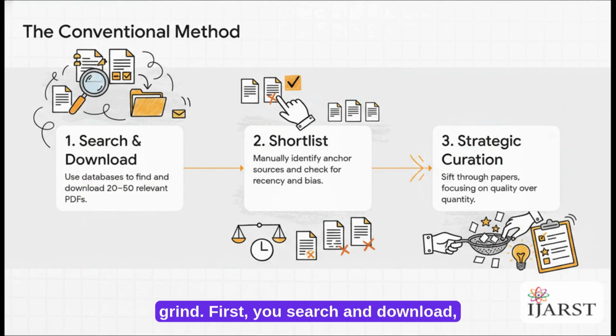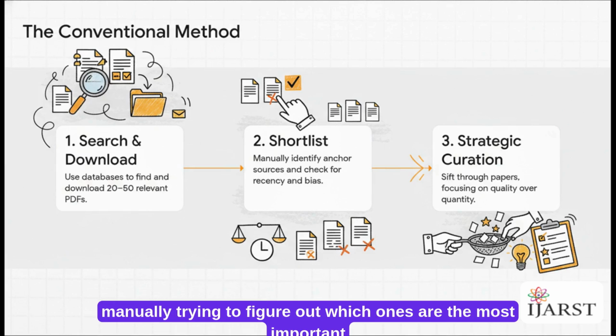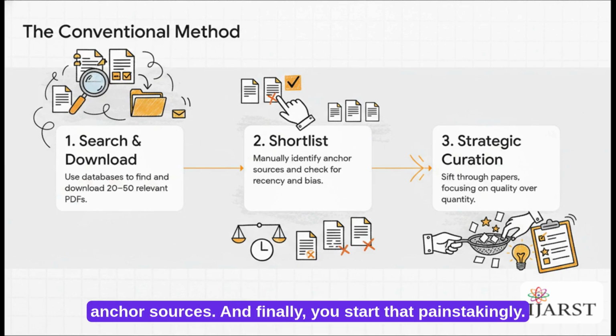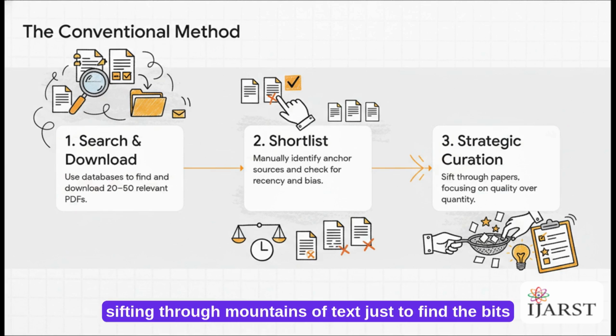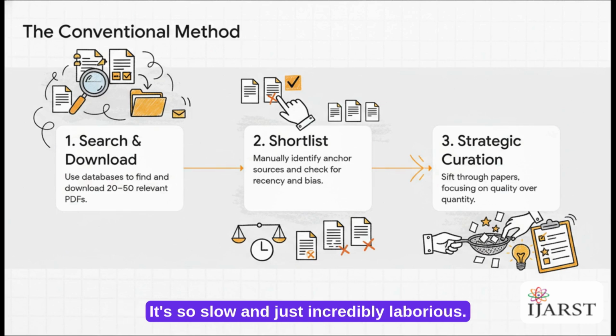First, you search and download, spending hours on databases to hopefully find, maybe 20 to 50 relevant papers? Then you have to shortlist for relevance, manually trying to figure out which ones are the most important anchor sources. And finally, you start that painstaking process of strategic curation, sifting through mountains of text just to find the bits and pieces that directly serve your research goal. It's so slow and just incredibly laborious.